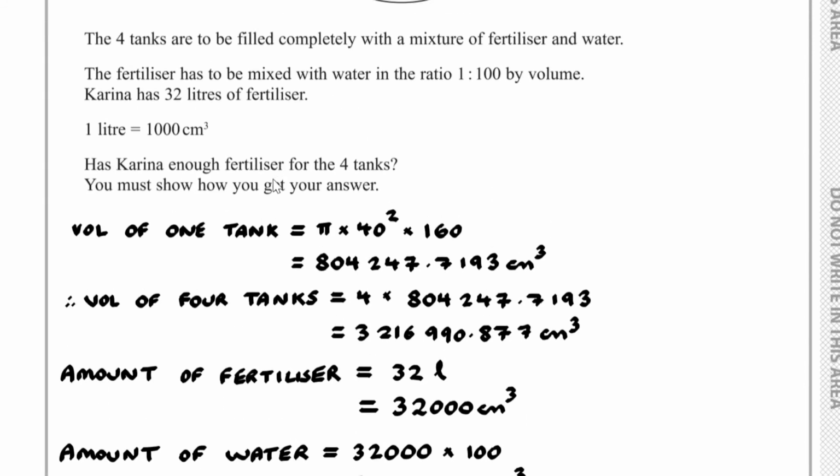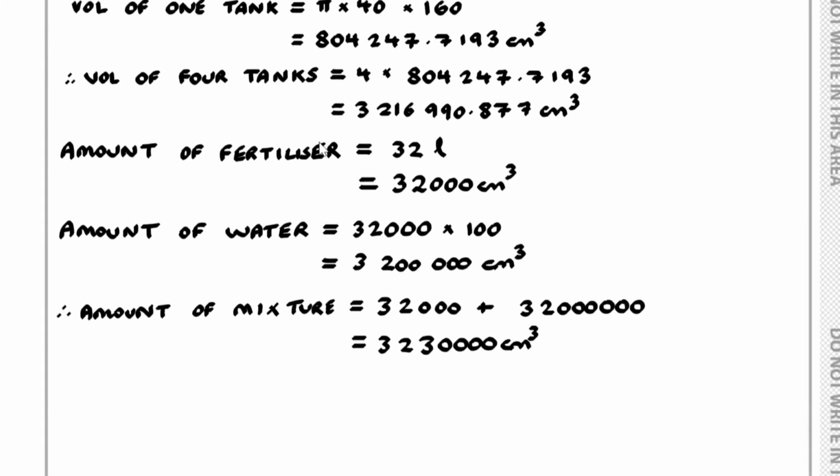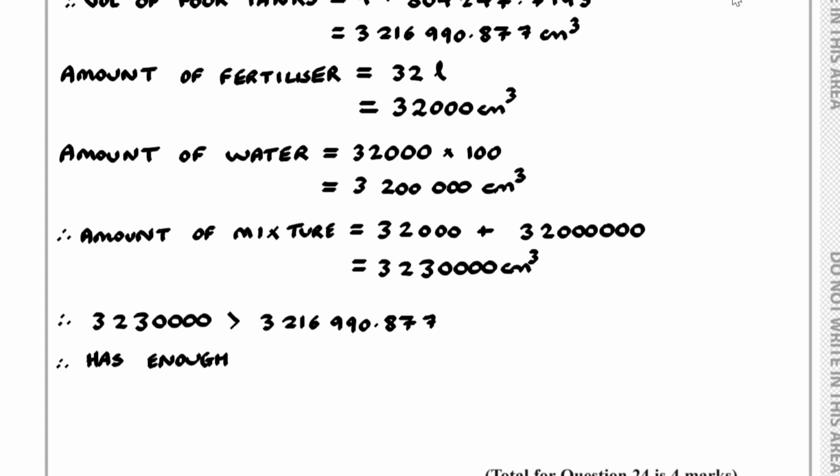Now we're asking if we've got enough. So here is the amount of mixture we've got, and this is the amount of volume we've got in 4 tanks. So what you can see is, as the 3,230,000 is greater than the amount of volume we've got in 4 tanks, we can therefore conclude we've got enough.